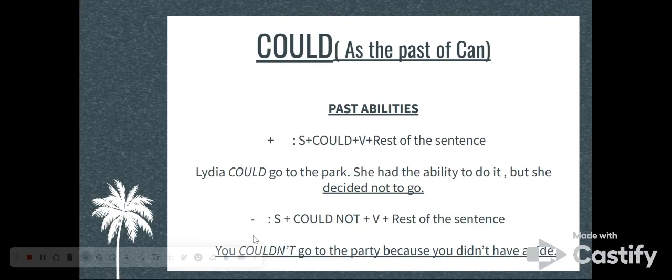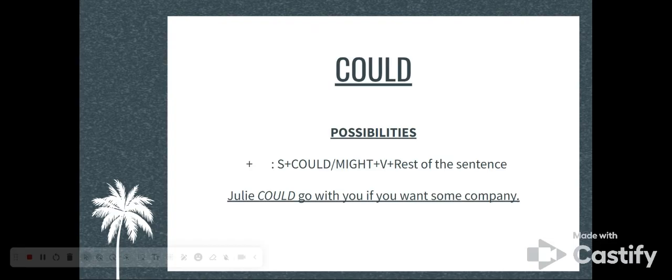The second example, in the negative sentence, you couldn't go to the party because you didn't have a right, so the ability, the possibility wasn't there, okay? What's important to understand here with could, as I said earlier, is that there are two uses. So this is the past of can for abilities. I also talked about possibilities, so we'll cover that together now.